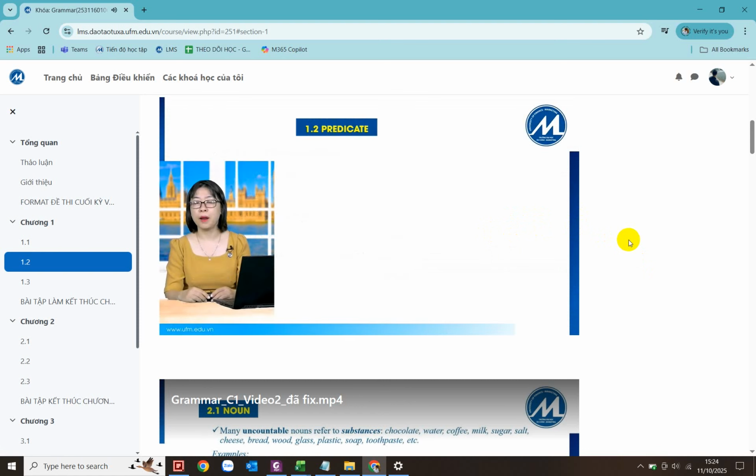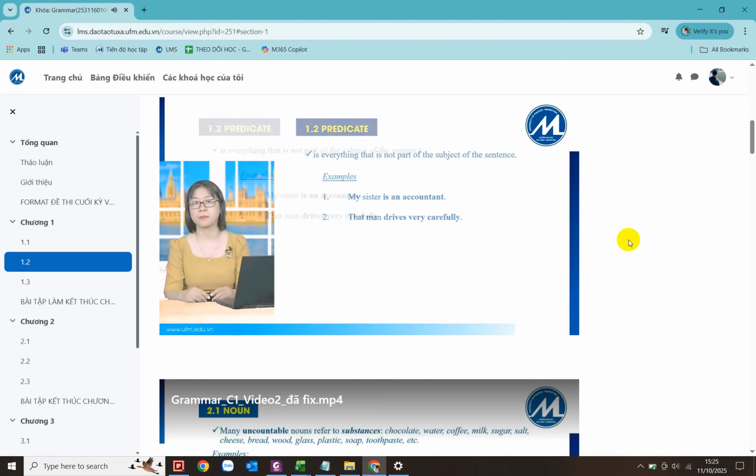The next element is predicate. Predicate is everything that is not a part of the subject of the sentence. For example, my sister is an accountant. In this sentence, my sister is the subject and is an accountant is the predicate. That man tries very carefully. In this sentence, that man is the subject and tries very carefully is the predicate.